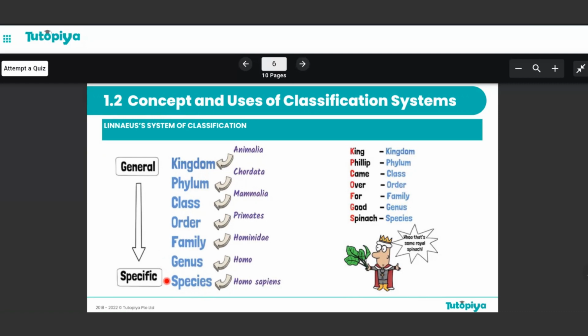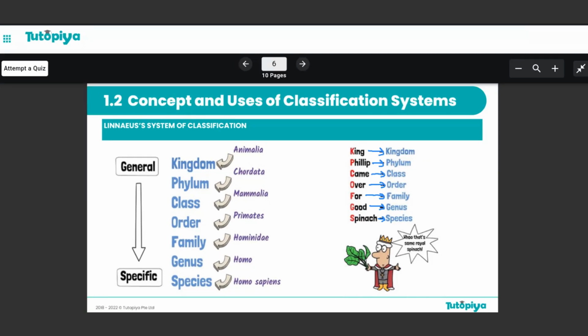So it's important for you as a student to remember this hierarchy, to remember this order. So here's a little tip for you to remember this order. You can remember this phrase: King Philip came over for good spinach. So the K is referring to kingdom, P for phylum, C for class, O for order, F for family, G for genus, and S for species. This is the hierarchy of classification introduced by Carolus Linnaeus. So that's the theory part of this particular section.